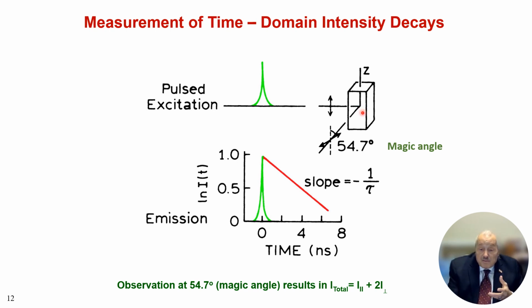But there's a trick for that. Whenever you're working with biomolecules, if you observe with this magic angle we spoke about before, you will get the right answer. And that's because observation through this polarizer is the equivalent of I parallel plus 2I perpendicular, which is what we said was the total, that represents the total intensity of the sample.